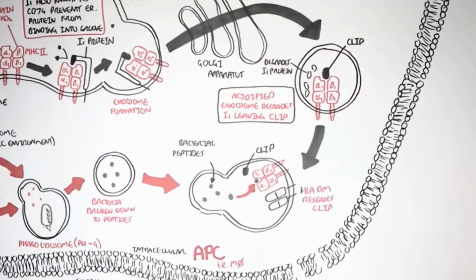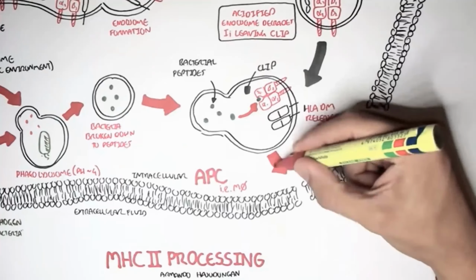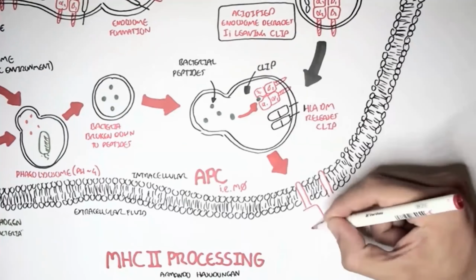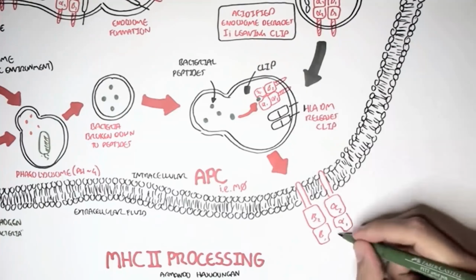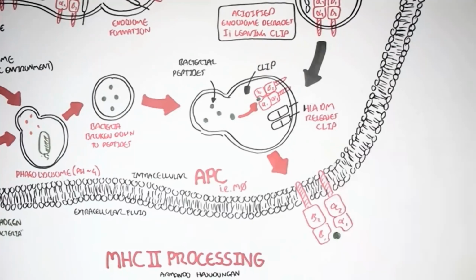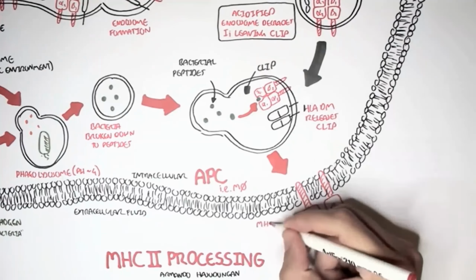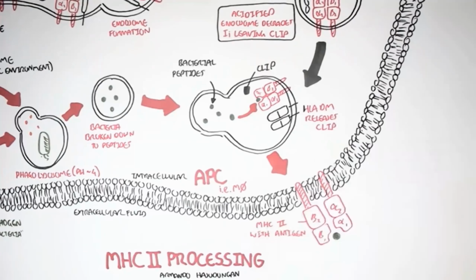So after a specific antigen binds onto the groove of the MHC class 2 like so, the macrophage, which is an antigen presenting cell, will express it on its cell surface. So here, this is MHC class 2 with an antigen. The MHC class 2 is expressed and will wait for interaction with a naive CD4 T cell. The naive CD4 T cell is MHC class 2 restricted, which means that it requires interaction with an MHC class 2 molecule to become activated, basically.